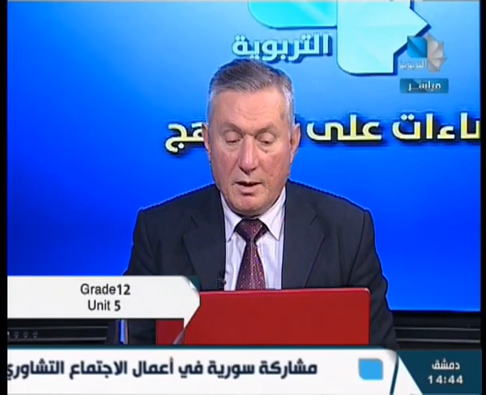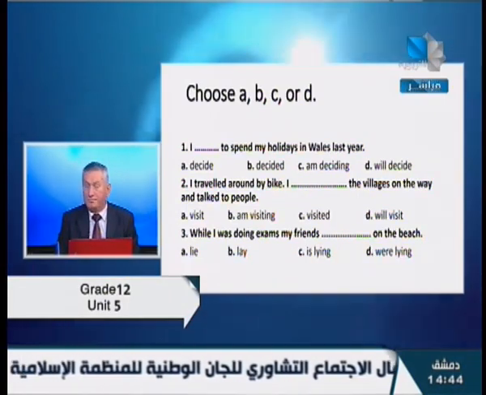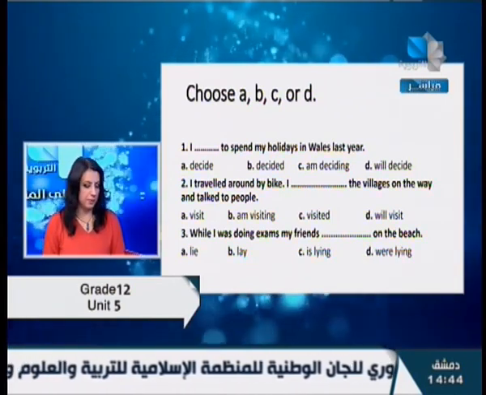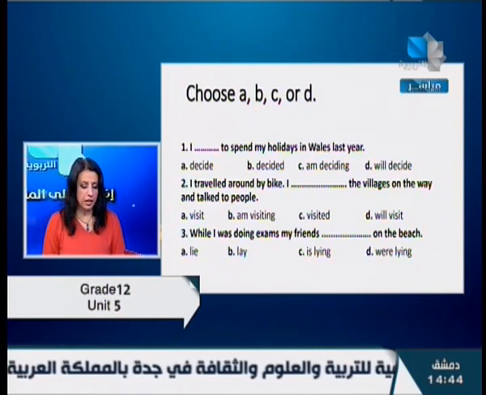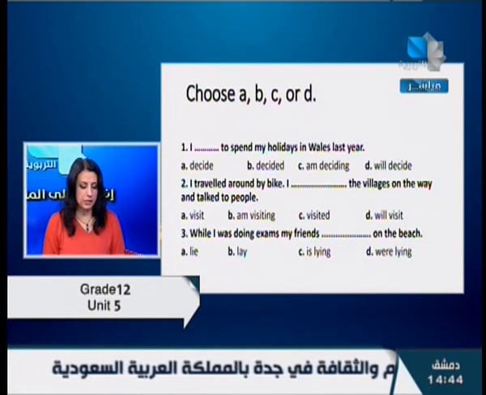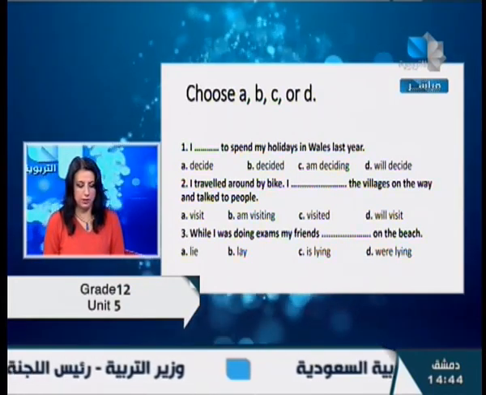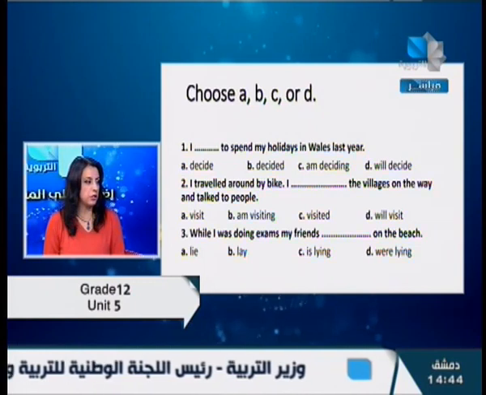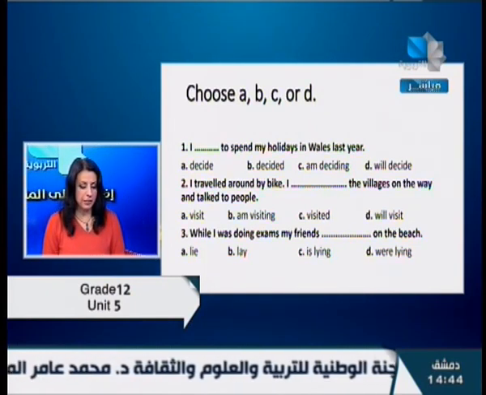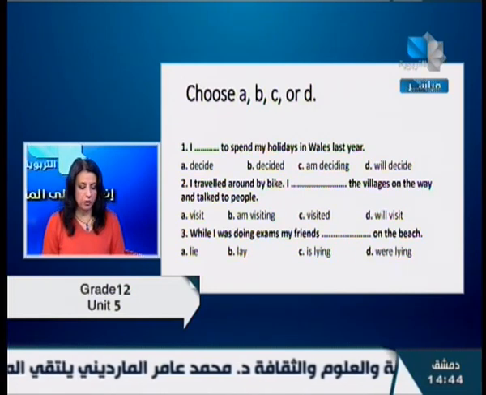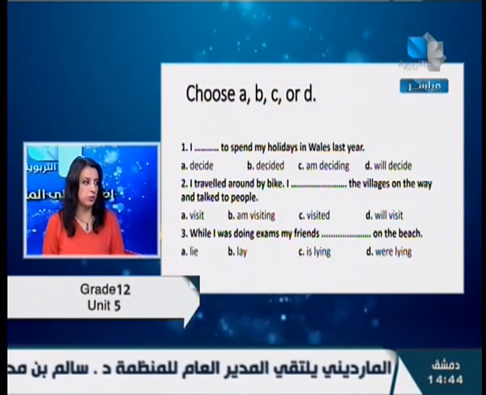You're welcome. Questions, choose A, B, C, or D. Number 1. Okay, again, this is the form they're going to have in the exam. Alternatives for choices. Number 1, I to spend my holidays in Wales last year. Here we have something very clear, which is last year, no other time expressions that indicate anything else. So A, decide, B, decided, C, I'm deciding, or D, will decide. Since we have last year, it's going to be simple past, it's clear, so letter B, decided.